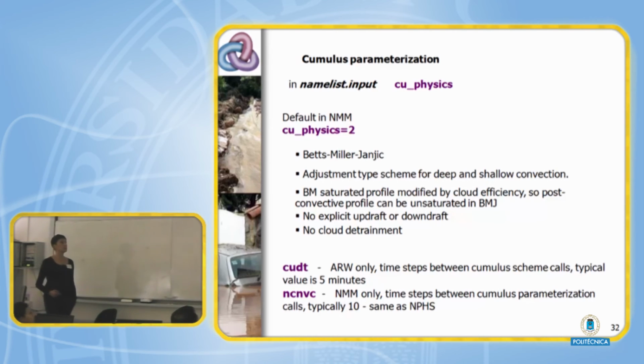It is actually Betts-Miller adjustment type scheme for deep and shallow convection, but with involving cloud efficiency as a new parameter, so that the post-convective profile can be unsaturated also in Betts-Miller-Janjic scheme. There is no explicit updraft and downdraft and no cloud detrainment. It would be too expensive to put all of that processes, too expensive in computation time. And again, differences between ARW, difference in parameters, time step between cumulus scheme calls is cudt or NCNVC in NMM. And usually this parameter is 10, the same as number of steps between calling physics in the model.